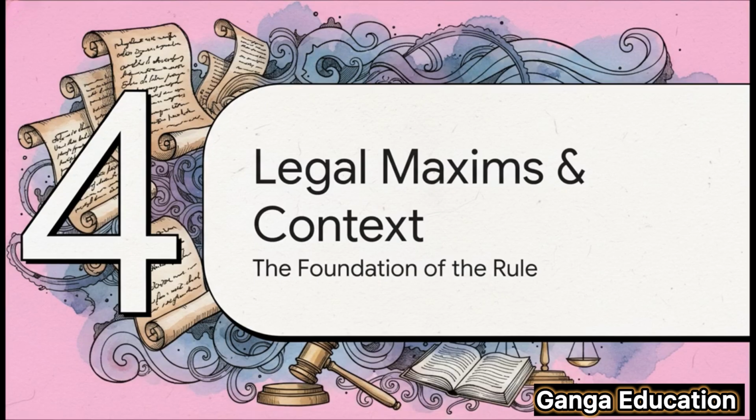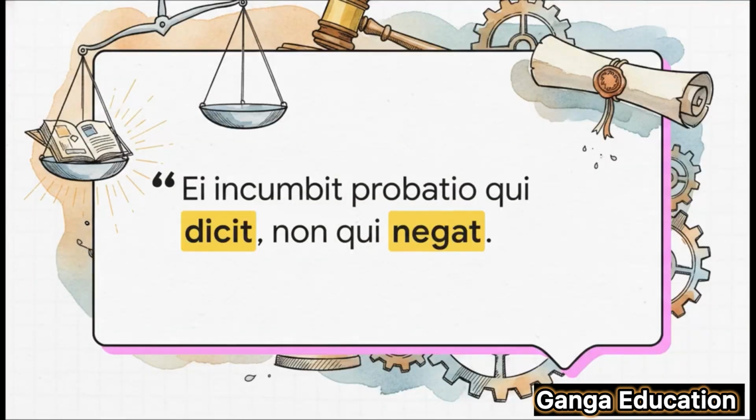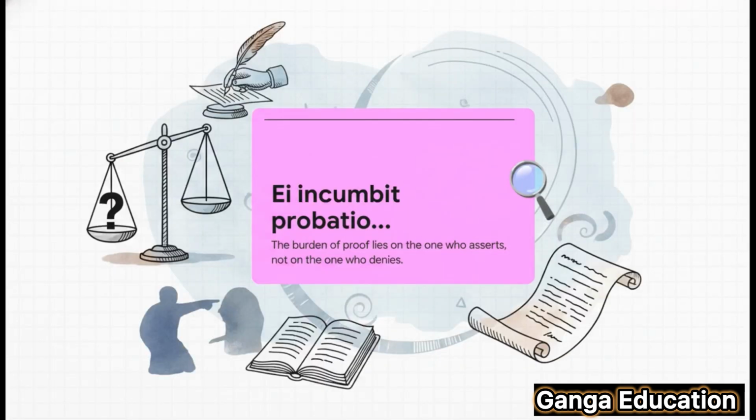You know, every legal rule has a foundational principle behind it. So let's dig a little deeper and see what legal maxim forms the basis for Section 106. The maxim is this: Ei incumbit probatio, qui dicit, non qui negat. Now, what does this Latin phrase mean? It translates to a very logical idea. The burden of proof lies on the one who asserts, not on the one who denies. In other words, the person making a claim is the one who has to prove it. And this principle is the very heart of Section 106.